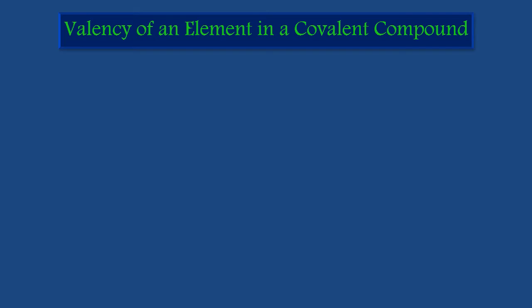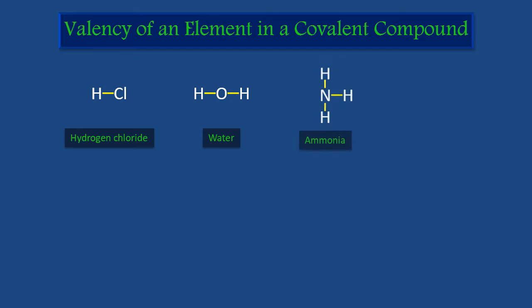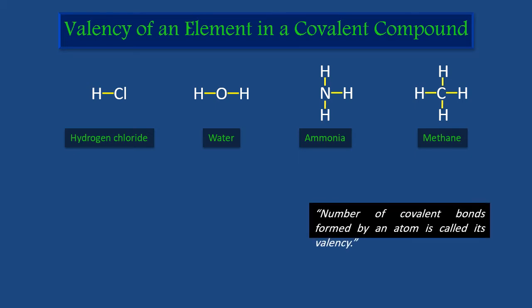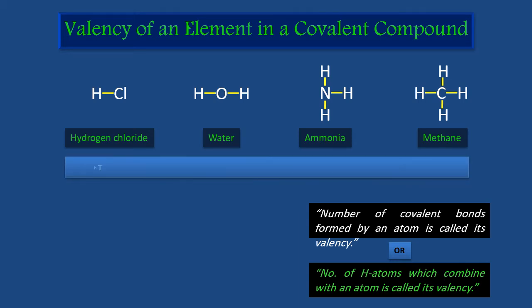Look at the structures of some covalent compounds like hydrogen chloride, water, ammonia, and methane. The yellow solid lines represent covalent bonds. So, according to the definition of valency, we conclude that the valency of chlorine, oxygen, nitrogen, and carbon is 1, 2, 3, and 4 respectively, because chlorine forms one covalent bond, oxygen forms two covalent bonds, nitrogen forms three, and carbon forms four covalent bonds.